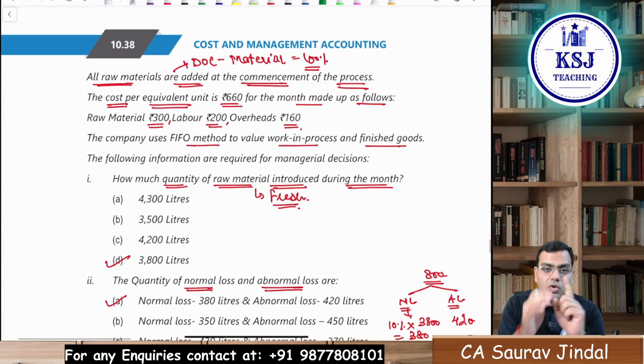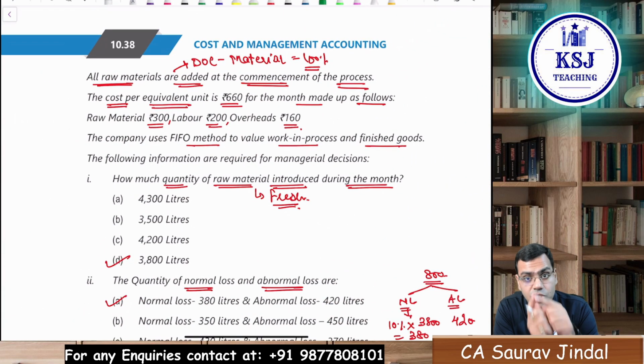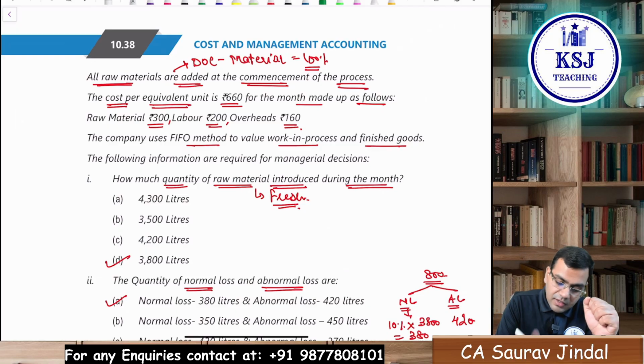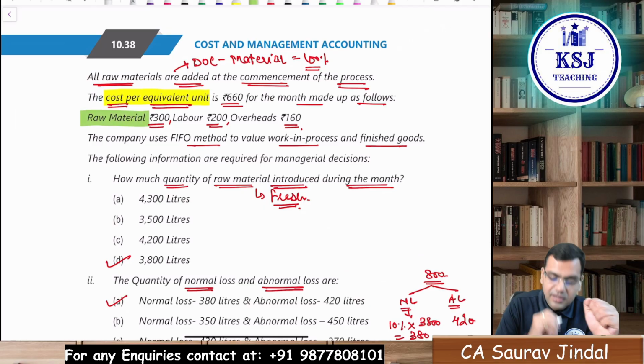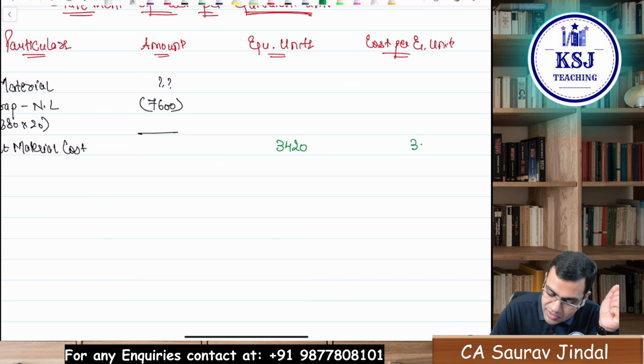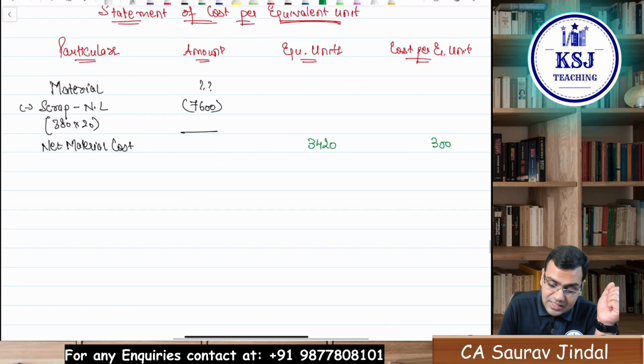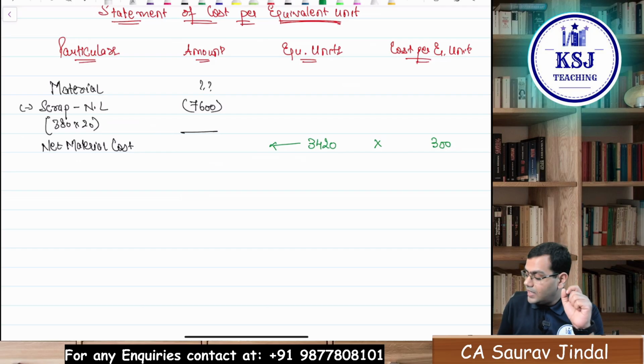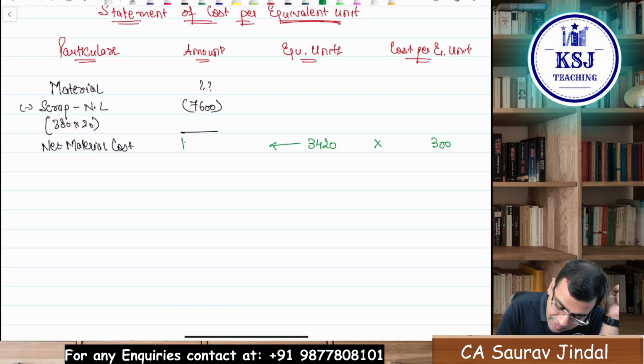My next question. Read the question very carefully. Do you have the cost per equivalent unit for the material element? Cost per equivalent unit for what? For raw material. Is it given? Yes, sir, it is given. That is 300 rupees. So what is given here is this cost per equivalent unit, that is 300. So can I find out now the net material cost? Yes. If I multiply these two, what I will get is 3420 multiplied by 300, that is 10,26,000 is your net material cost.